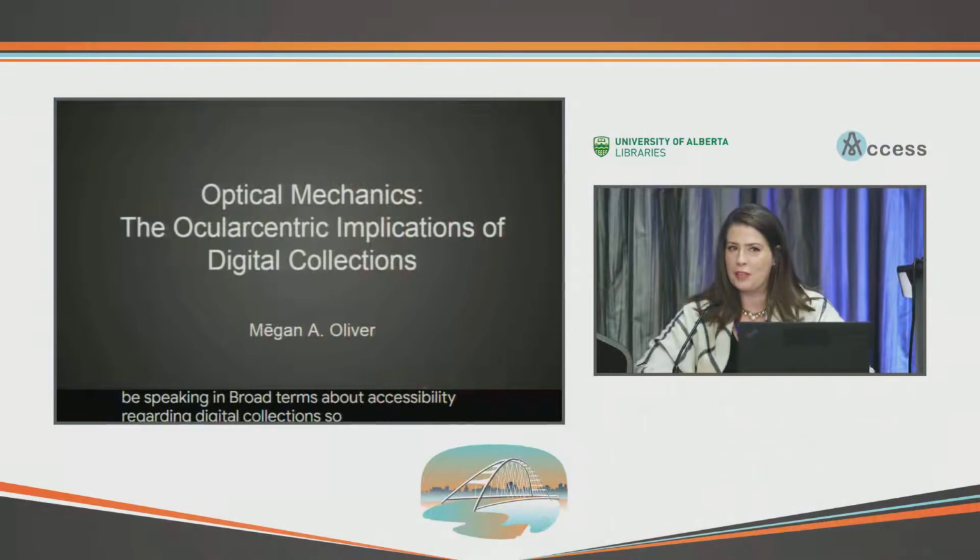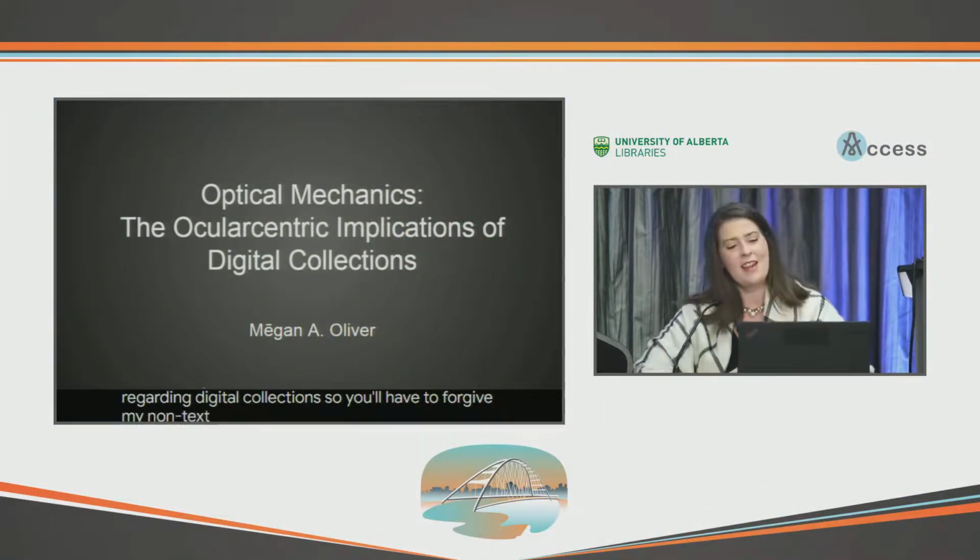I realize I can't see everyone. First of all, I'd like to note that I am made up entirely of strong opinions. And second of all, I would like to note that this is a broad concept presentation. So instead of dealing in tech, I'll be speaking in broad terms about accessibility regarding digital collections. So you'll have to forgive my non-tech speak.